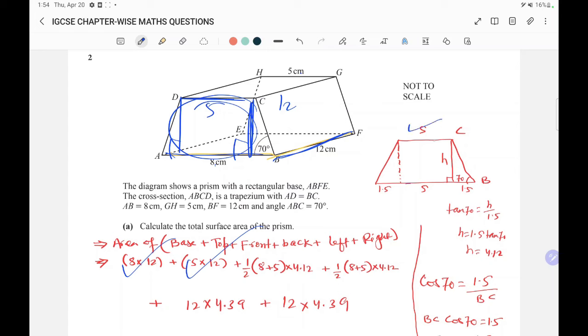So this is 5, this is 5, total was 18. So if it is 5, then 1.5, 1.5. And this angle is already given 70. So tan of 70 is h over 1.5. H is 1.5 tan 70, which is 4.12. So this height is 4.12, right?